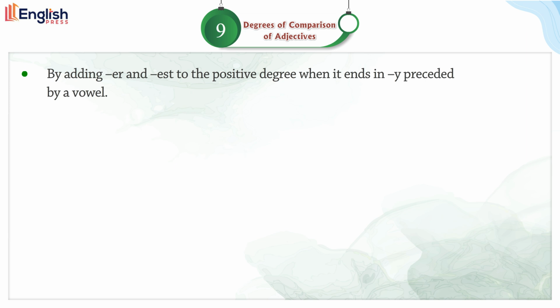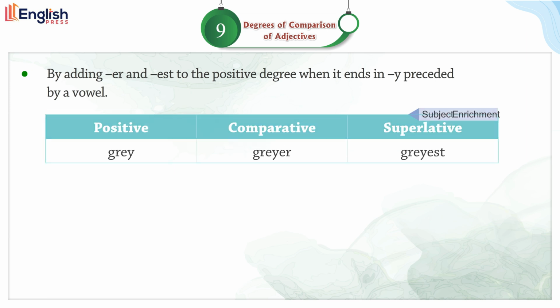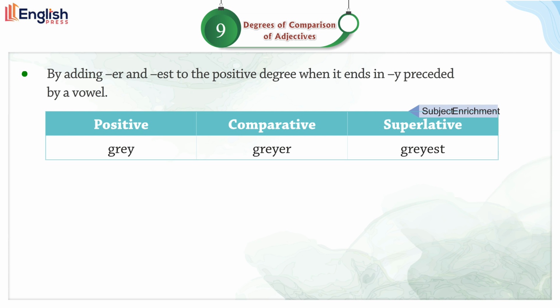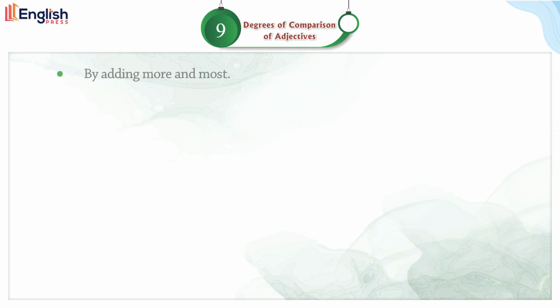By adding er and est to the positive degree when it ends in y preceded by a vowel. Positive, comparative, superlative: grey, greyer, greyest.